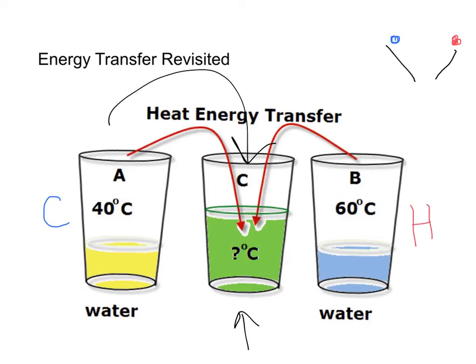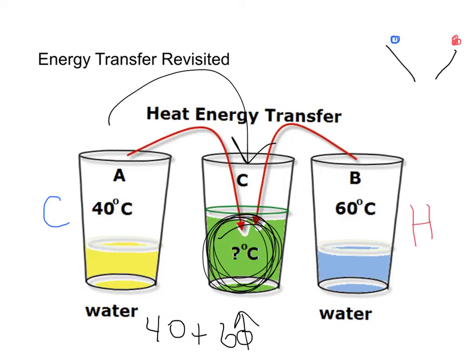And we figured out in class by looking at our data that to figure out what the temperature of the mixture would be, we simply would find the average. So we said 40 plus 60 divided by 2. Well, 40 plus 60 is 100. Divided by 2 would be 50. 50 degrees Celsius is what the mix was.